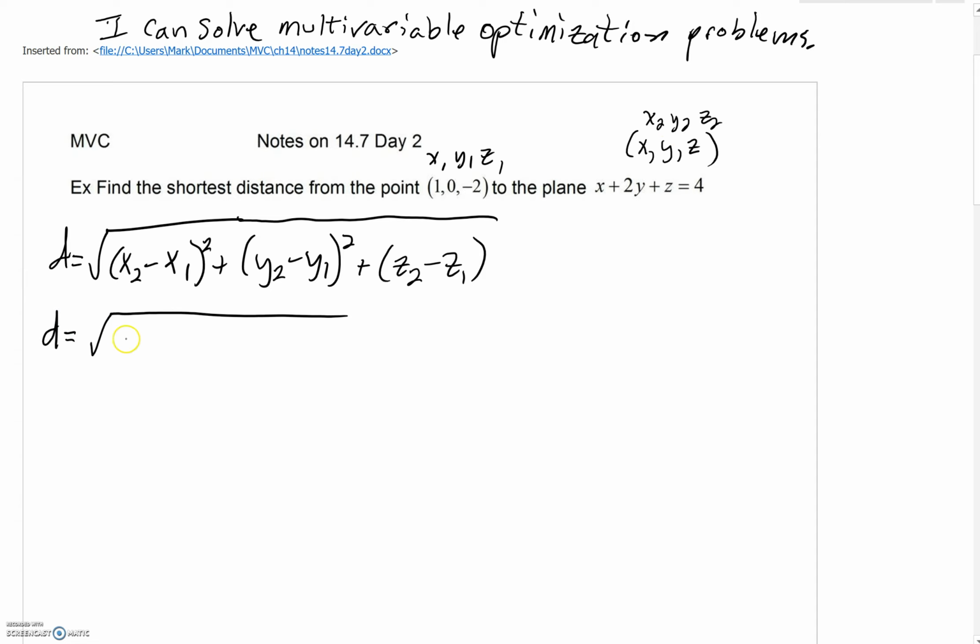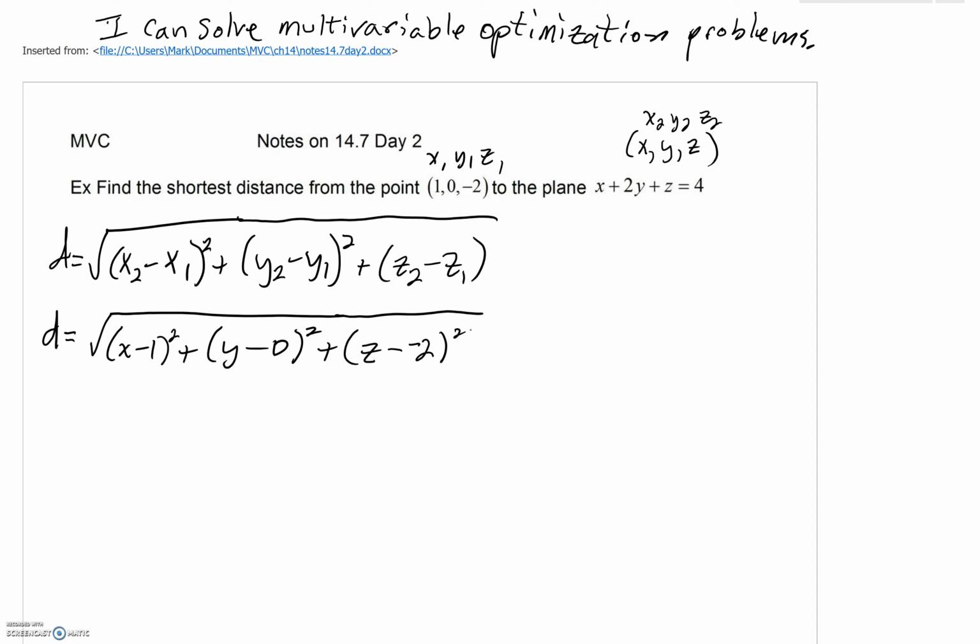Our x2, I'm just going to write as an x. It's some arbitrary x value on the plane, minus a 1, and we will square that. We'll have a y minus, well, our y1 is 0, and then we'll have our z minus, well, this will be a negative 2, and that'll be a negative 2 squared. So you can see right here we do in fact have a function d on this left hand side. It looks like it's represented out of 3 variables right now.